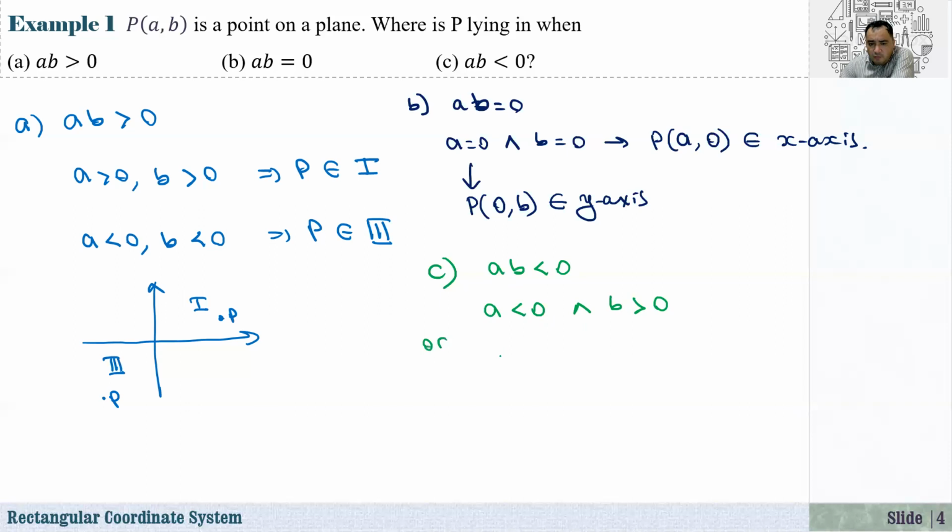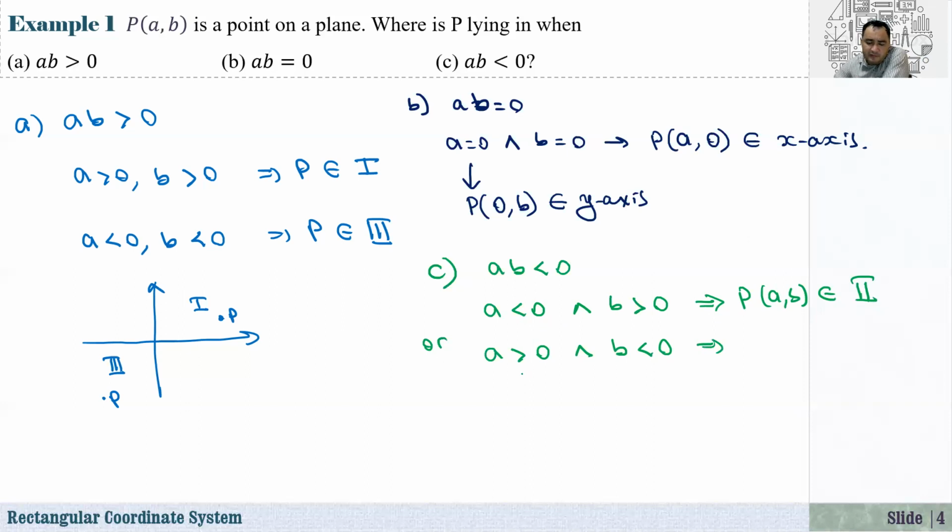Or A should be positive and B should be negative, right? So if A is negative, B is positive. If you remember from the previous slide, X is negative means it is to the left of the y-axis, and B is positive means it's above the x-axis. So the coordinates of P will be in what? In quadrant 2.